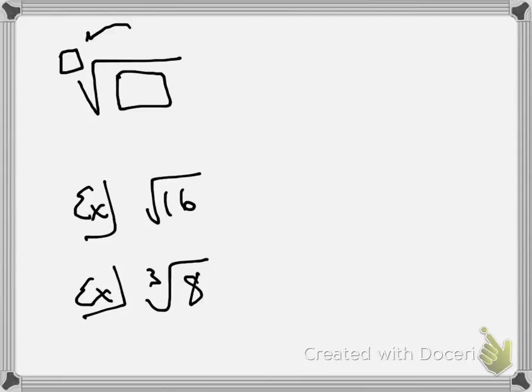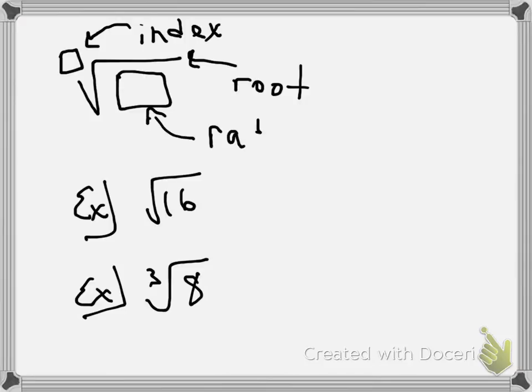Earlier I was saying that if there's no index, it's implied that you're dealing with a square root. Now the index is found by the little number up towards the top left. That number is called the index. And the actual symbol there is called the root. So a lot of times it's called the square root if you don't see an index, or a cube root if the index is 3. And then the number inside the root is called the radicand. So just some terminology.